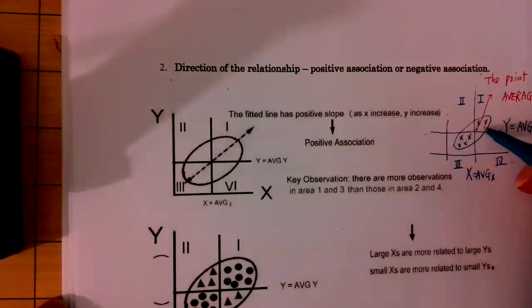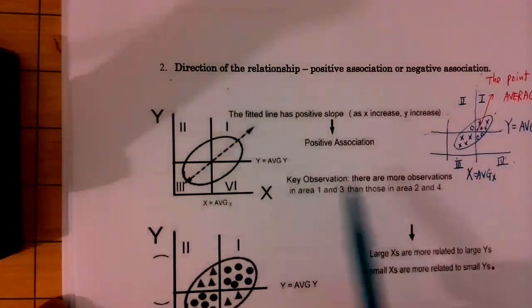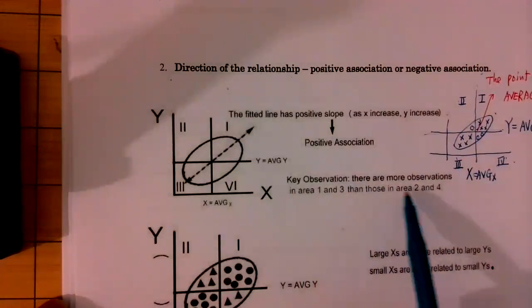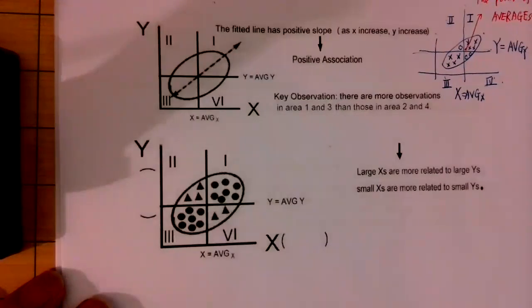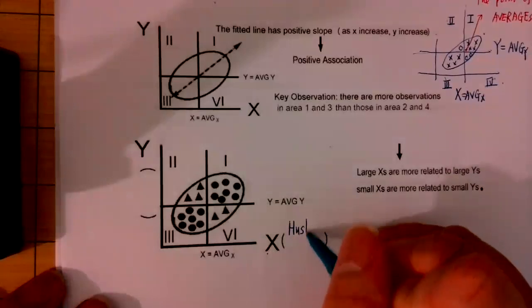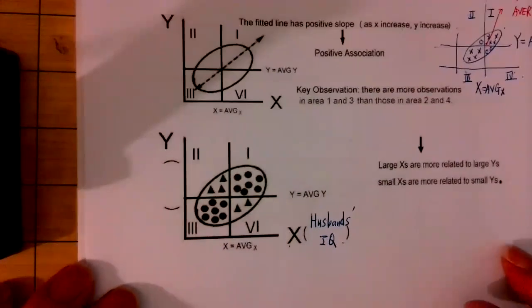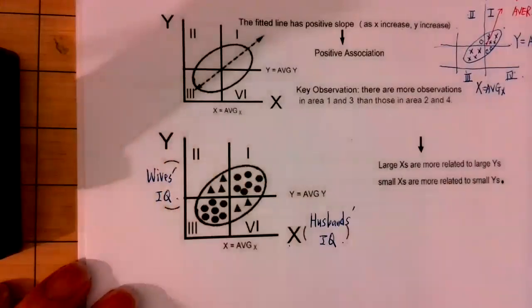Obviously you can see why it gives you an impression it's a positive association, because you see more observations in area 1 and 3 than those in 2 and 4. Okay? So the key observation: there are more observations in area 1 and 3 than those you find in area 2 and 4. Now, this is kind of important. Why do I say that? Think about this. Say X is the husband's IQ and Y is the wife's IQ. Okay?